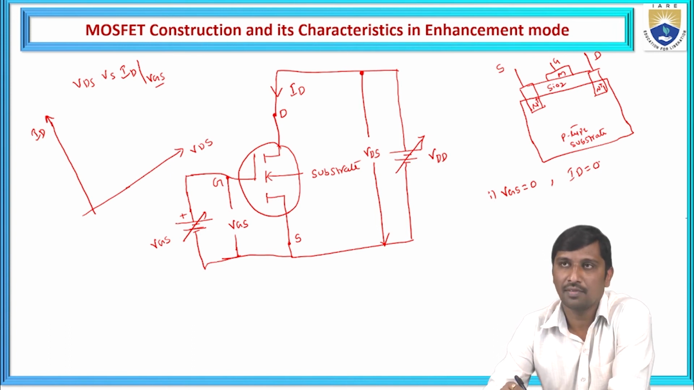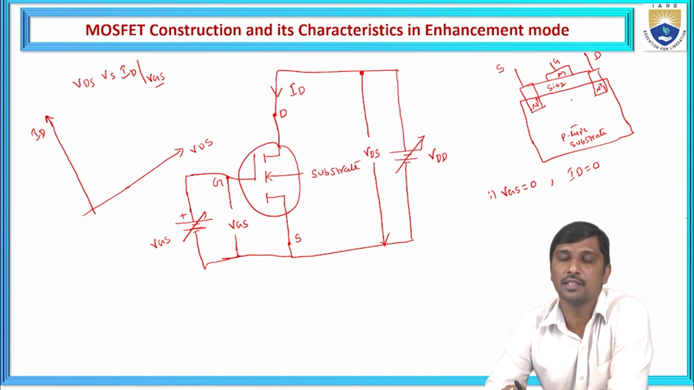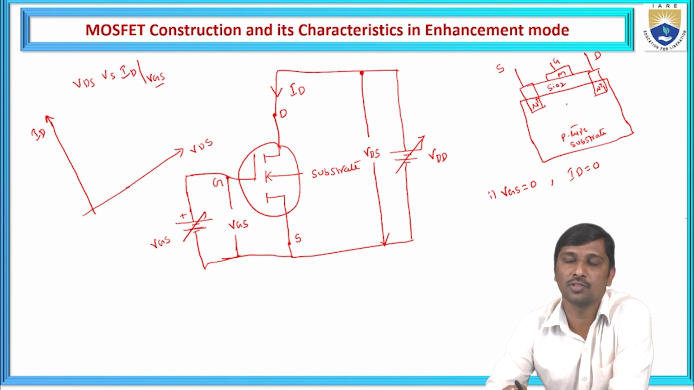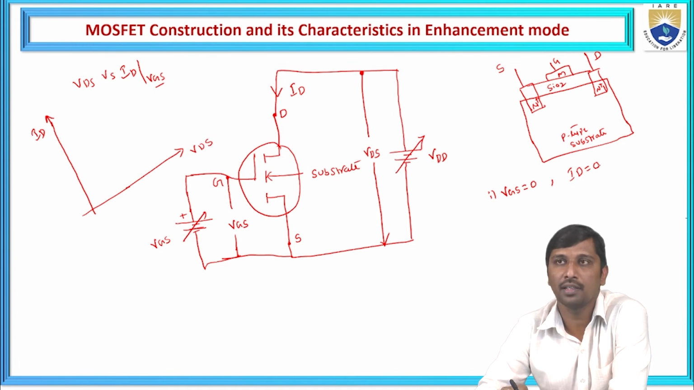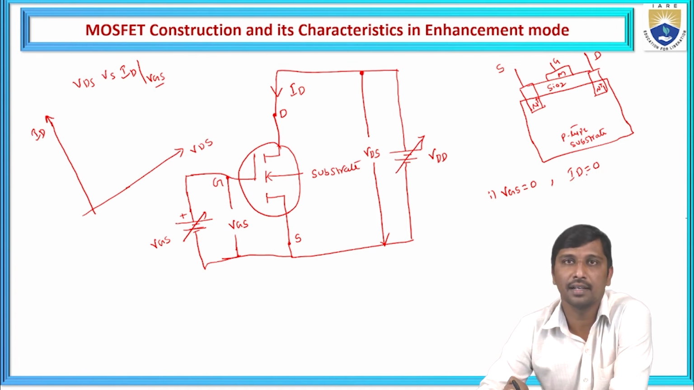Because we are not creating a path for the charge carriers to reach from the source to the drain, whatever charge carriers are repelled will be attracted to the substrate. Hence the charge carriers do not reach the drain, there is no conduction, and the drain current is 0. That is the reason. To allow the drain current, we need to establish the channel between the source and the drain.